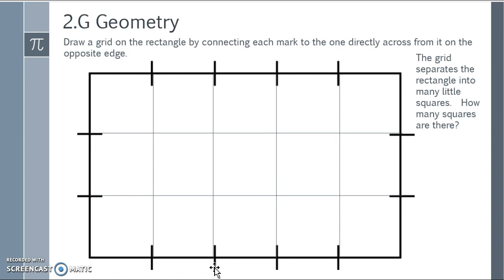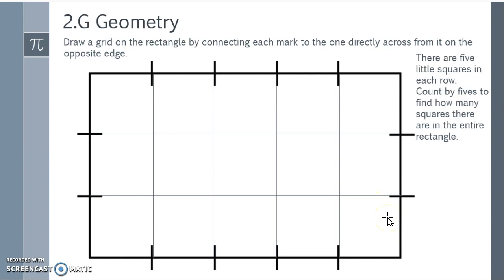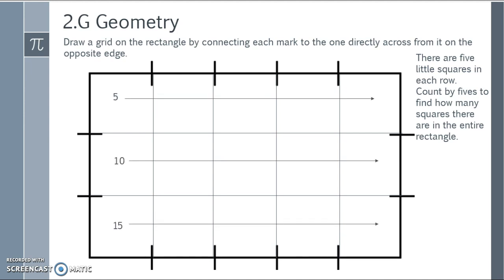Well, I can count them. There's 1, 2, 3, 4, 5, 6, 7, 8, 9, 10, 11, 12, 13, 14, 15 little squares. There are 5 little squares in each row. Count by 5s to find how many squares there are in the entire rectangle. So 5, 10, 15 of them. So this is another way that we can count how many there are.